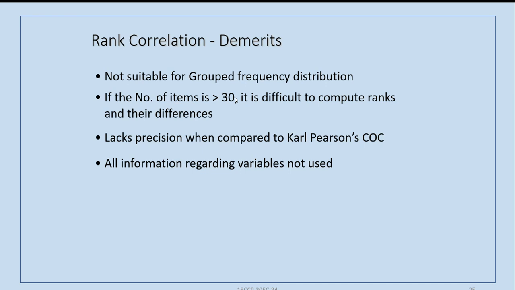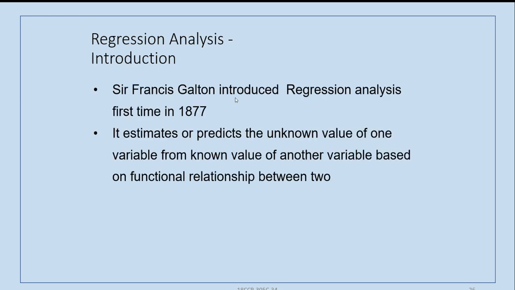All variables are not used here. So with this, we have completed our correlation. In correlation, we have seen what is correlation, meaning and definitions of correlation, uses of correlation, merits and demerits of correlation. And then we have calculated the correlation by using two formulas, that is Karl Pearson's and Spearman's rank correlation.